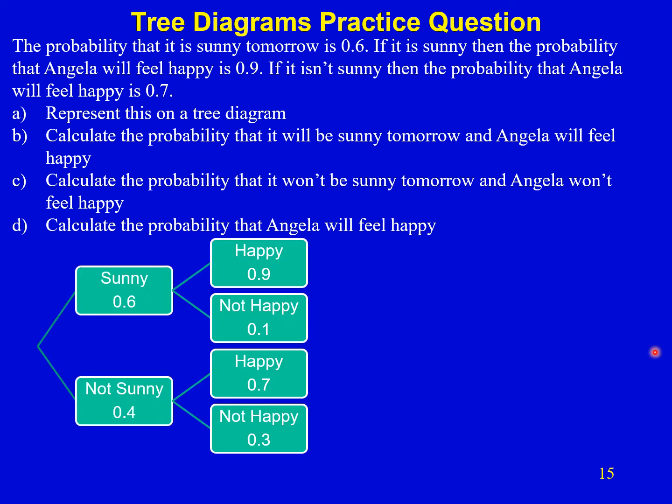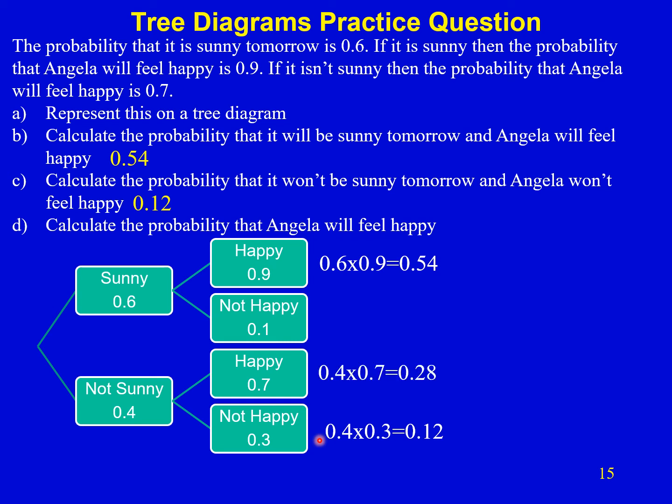So your tree diagram should look like that. The probability it will be sunny tomorrow and Angela will feel happy is 0.54. The probability it won't be sunny tomorrow and Angela won't feel happy, we move along these branches. So we get 0.12. And the probability that Angela will feel happy, we need to consider that scenario and that one, add them together, so we get 0.82.